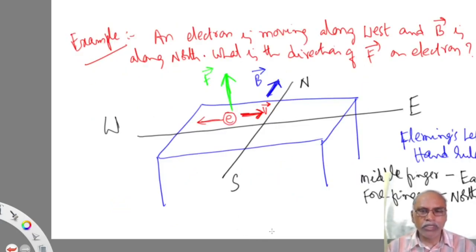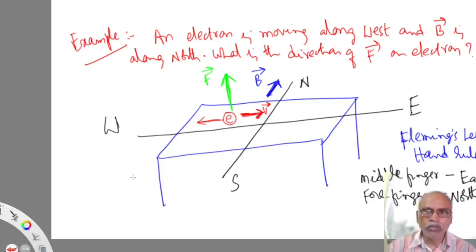Then after this, we did one problem. An electron is moving along west. Electron moving along west means you have to take V bar towards east, because the direction of V bar must be taken in the direction of velocity of positive charge. Then the magnetic field is along north. What is the direction of force on the electron? If you apply Fleming's left-hand rule, the thumb will come in the upward direction.